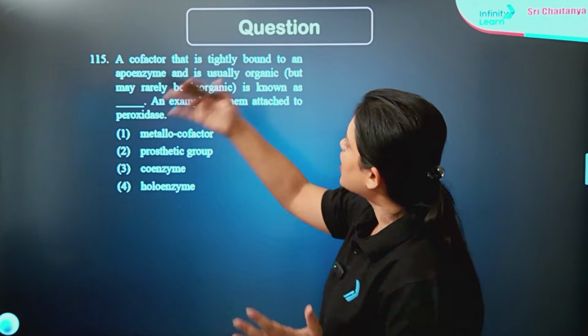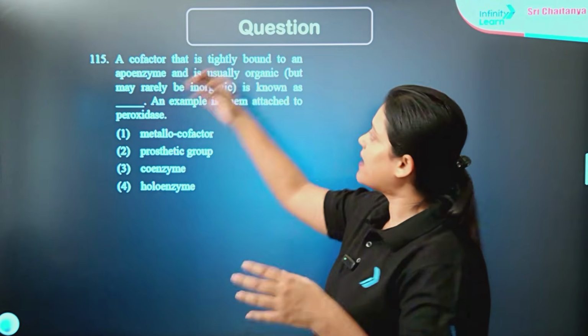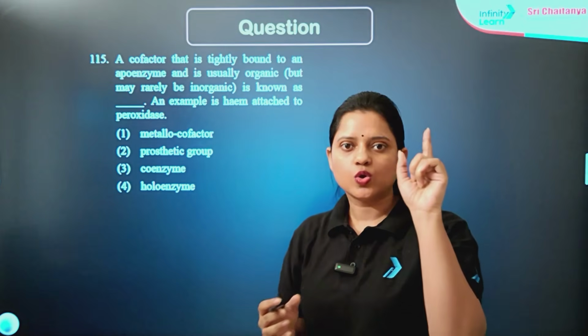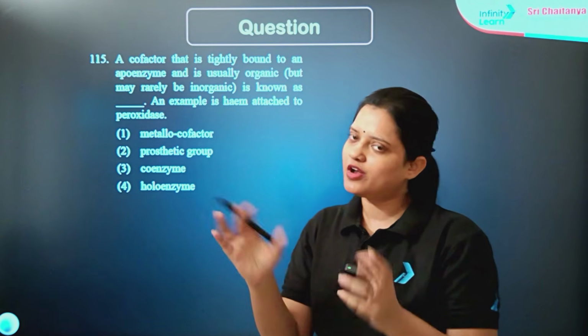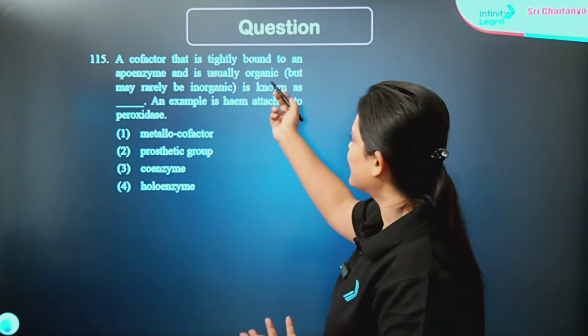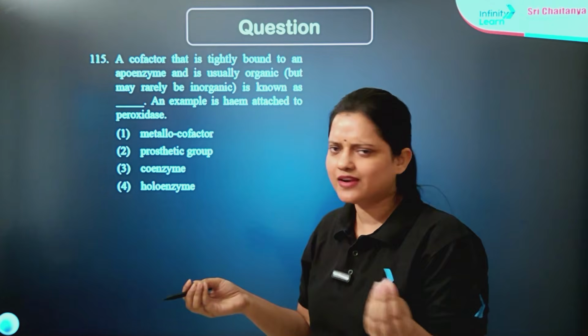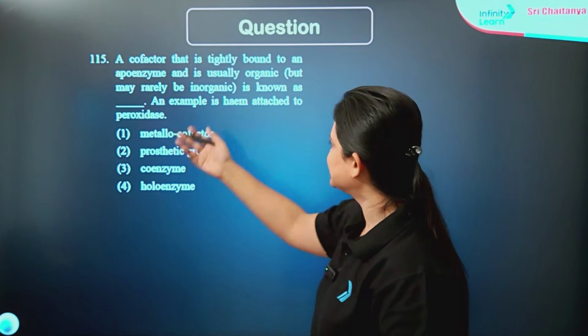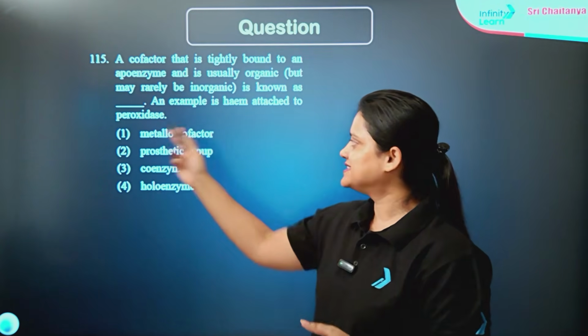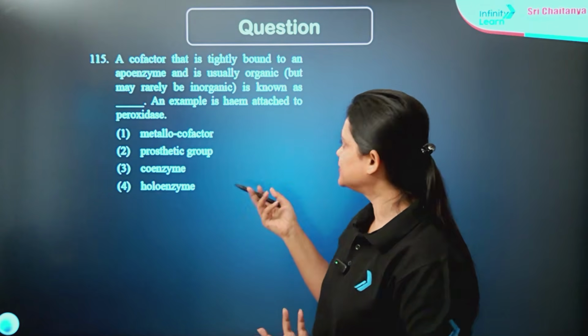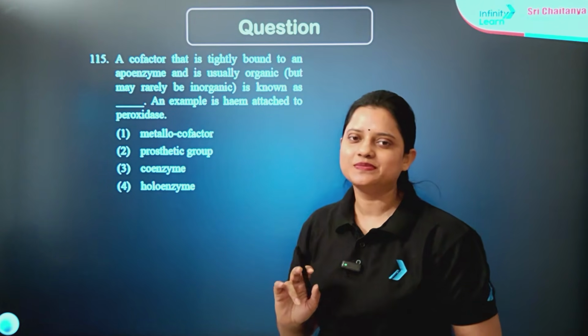Next, a cofactor that is tightly bound to an apoenzyme. A cofactor that binds tightly to the apoenzyme will be a prosthetic group. We already know this. It is usually organic, that's true. Rarely inorganic, that's true. And they have given the example also, heme for peroxidase and catalase. Catalase is not mentioned though, but it is a prosthetic group, that is 2.